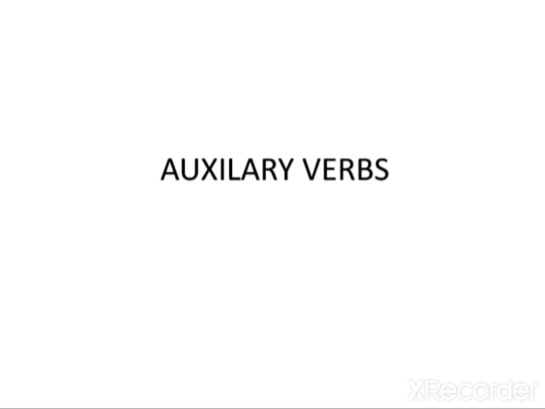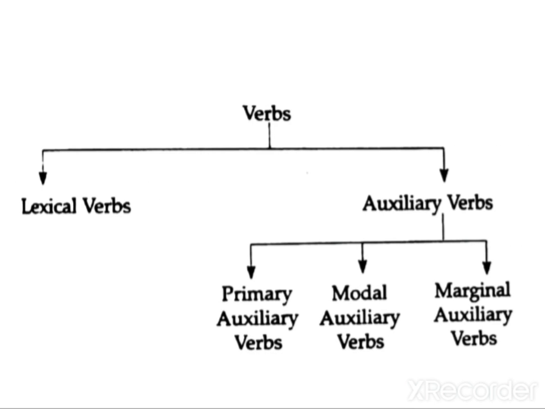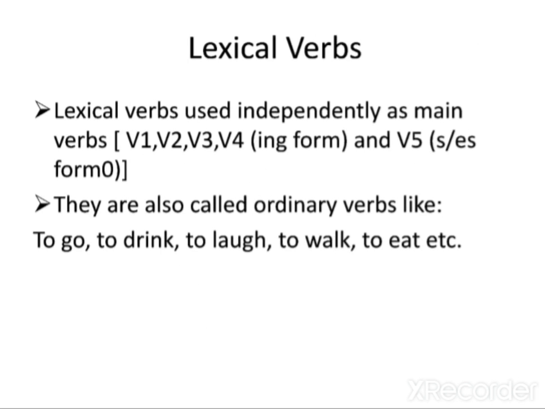In English, verbs are classified into two classes. Number one, lexical verbs, and number two, auxiliary verbs. Auxiliary verbs are further divided into primary auxiliary verbs, modal auxiliary verbs, and marginal auxiliary verbs.